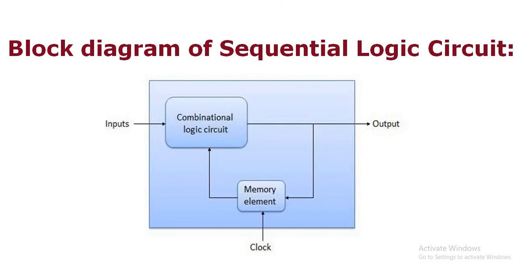Now, this is the block diagram of sequential logic circuit. In this block diagram, this is a combinational logic circuit. Input is given to the combinational logic circuit and output is taken from it. In this combinational logic circuit, it does not require any past input. But in a sequential logic circuit, it requires past input. That's why the memory element comes into the picture. And to this memory element, a clock signal is required.